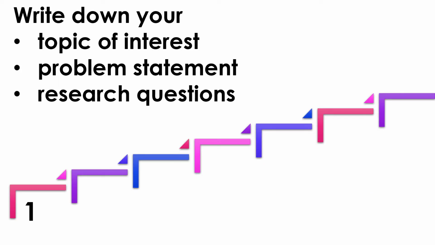Here are the 7 steps you can follow to develop your theoretical framework for empirical research. Step number 1. Write down your topic of interest, problem statement, and research questions. What's the topic you'd like to study? What's the problem statement? What research questions do you want to ask? And then use the data you will collect to find the answers.